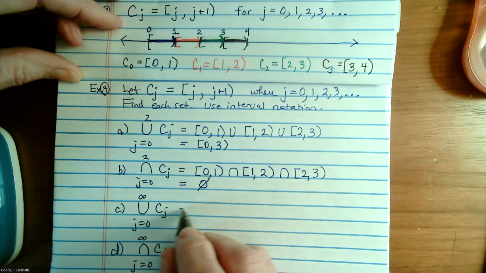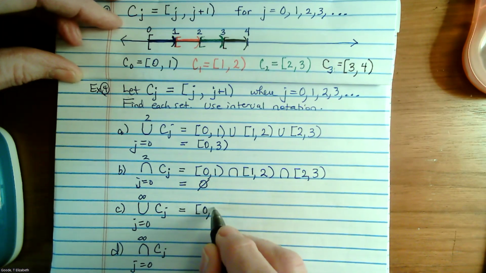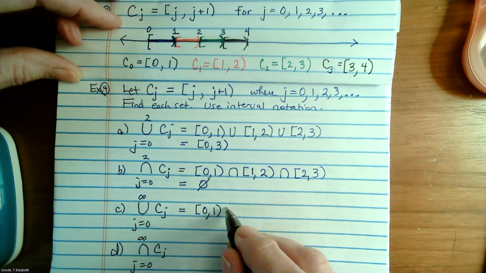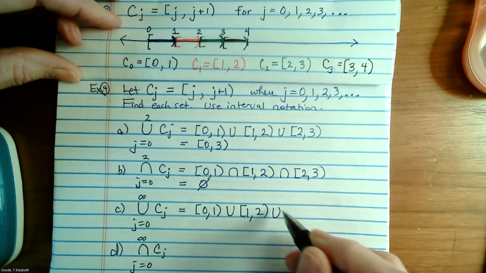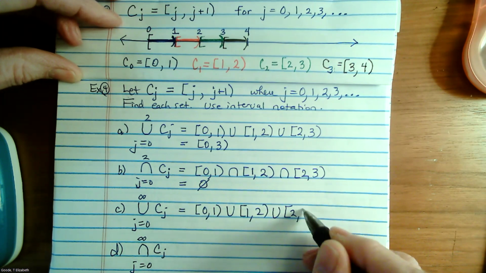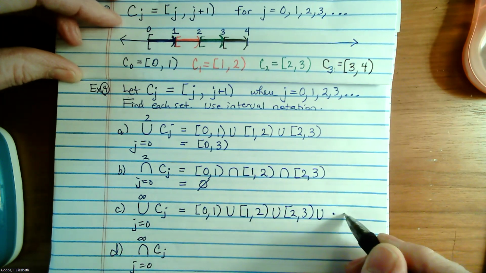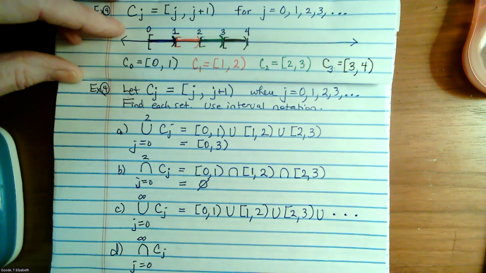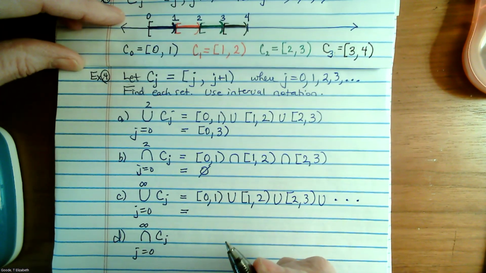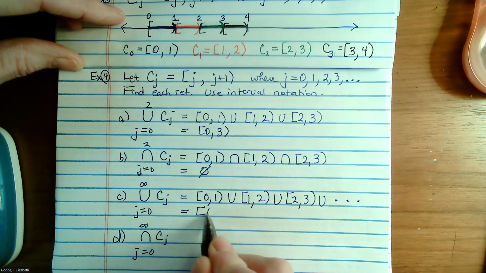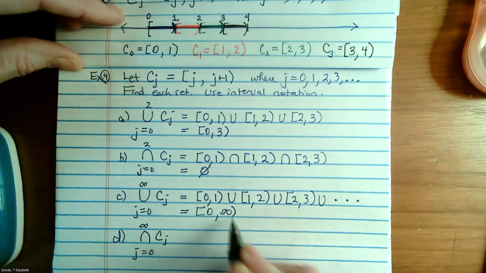What about if we go to infinity from 0, 1 exclusive, union square bracket 1, 2 exclusive, union square bracket 2, 3, keep on going forever. What does that turn into? 0 to infinity. Yep, 0 to infinity.